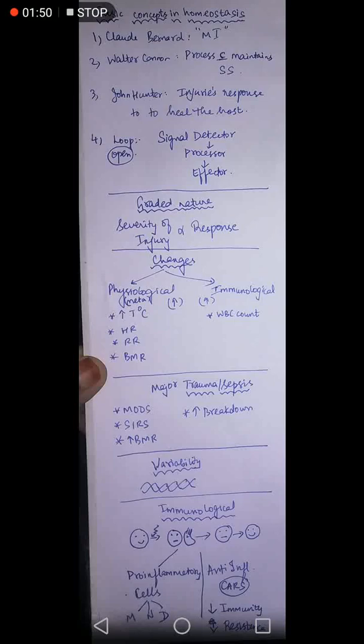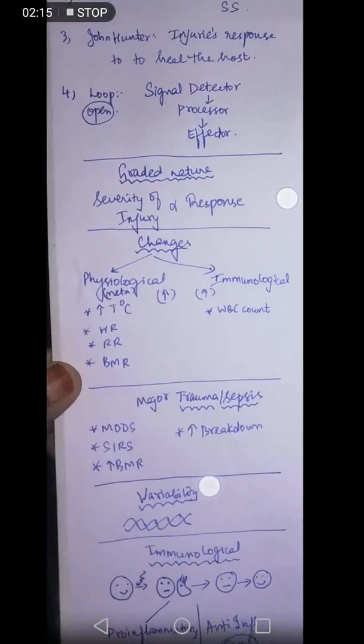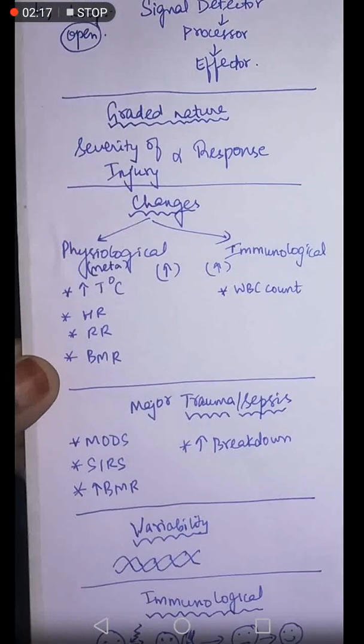Let's see the graded nature of it. It is dependent upon the severity of the injury. Whenever the injury is very severe, the response is severe as well. What kind of changes will happen during this maintenance of homeostasis? There are two kinds of changes: one is the physiological change, and the second is the immunological change, as you can see here.